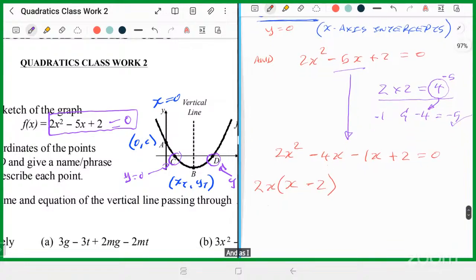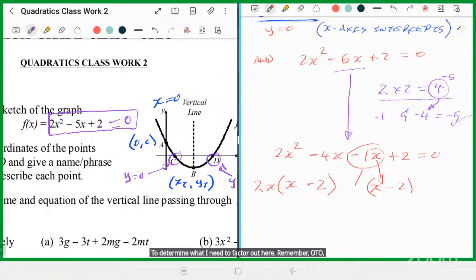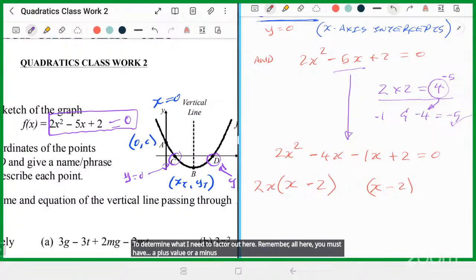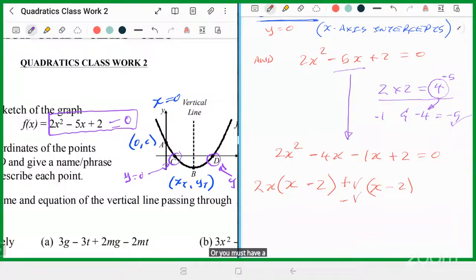And as I said, because I need to have the same thing that I have here in the bracket over here, I prefer if you just put back the same bracketed term over here first, x minus 2. Then I want to look from this, what I factor in here to determine what I need to factor out here. Remember, out here you must have a plus value or a minus value, not just a value. I'm talking about what we factor out of this to get this.